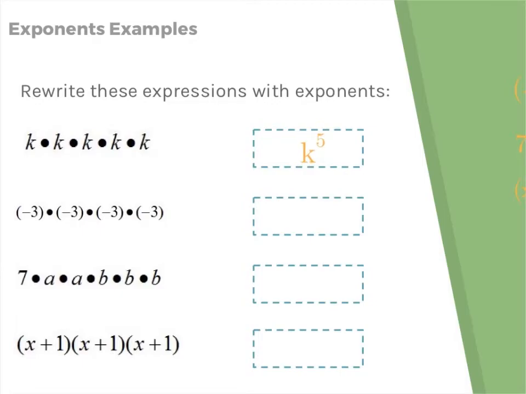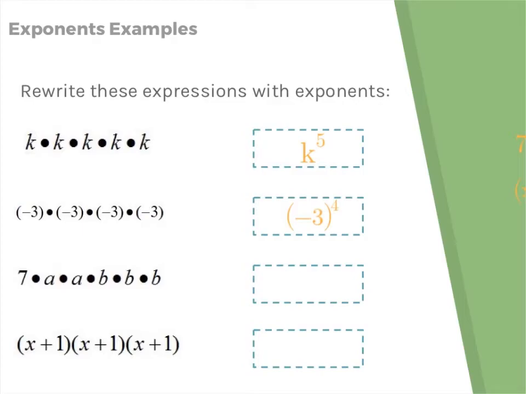The next one I've got negative 3 times negative 3 times negative 3 times negative 3. So again, I've got repeated multiplication. And since I've got 4 negative 3's, that's going to be negative 3 to the 4th power. Now, it's very important there that I put my parentheses around the negative 3 because I'm multiplying negative 3 4 times, not 3 to the 4th power and then just slapping a negative on the end. I'm doing negative 3 to the 4th power. So it's very important that my parentheses are around both the negative and the 3.